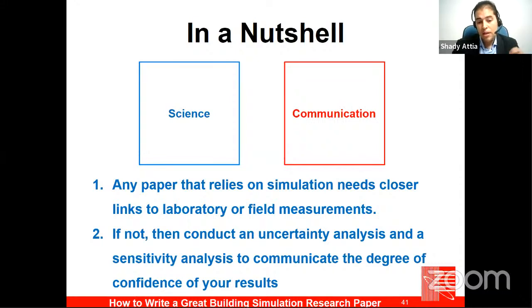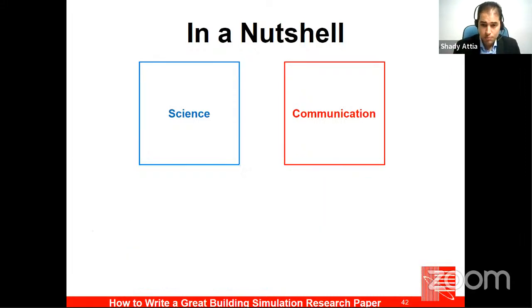If not, then conduct an uncertainty analysis or a sensitivity analysis to communicate the degree of confidence of your work, the degree of bias of your work, the range of error of your work. And we can see that in all other fields. If you do experimental work, we also communicate the confidence interval. For example, if you do statistical work, we can communicate the mean error values and so on. So be aware that in modeling work, if we cannot have experimental data to back up our modeling, then you can do uncertainty analysis or sensitivity analysis.